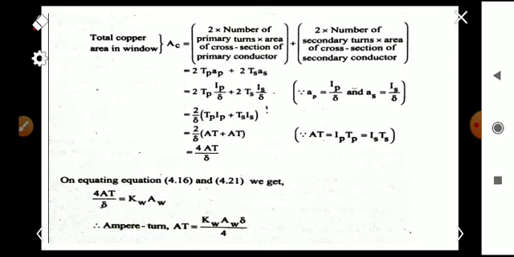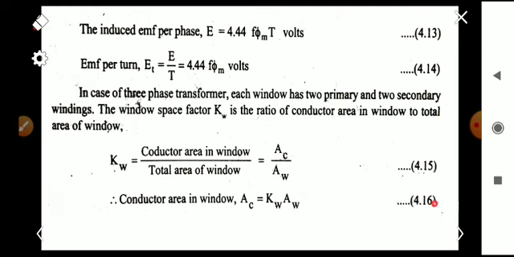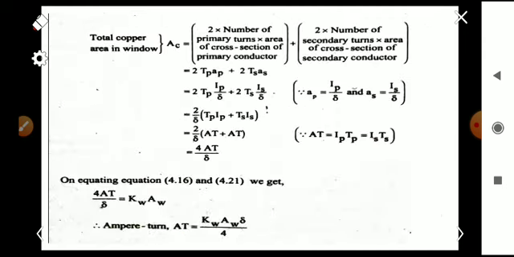So it becomes 2 into AT by delta, that is 2AT by delta. That is, AC will be equal to 2AT by delta. So we are going to compare this equation with the 4.16 equation AC. Both are conductor area in window. So by comparing that, 2AT by delta will be equal to KW AW, and from that AT will be equal to KW AW delta by 2.